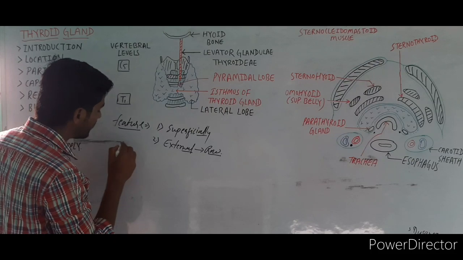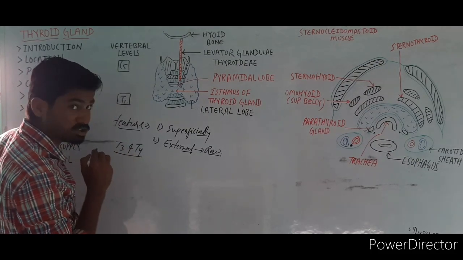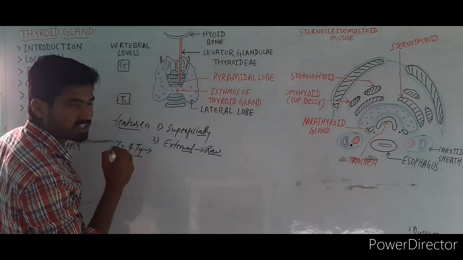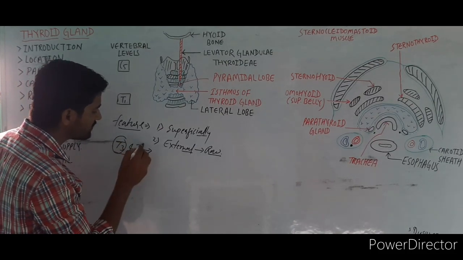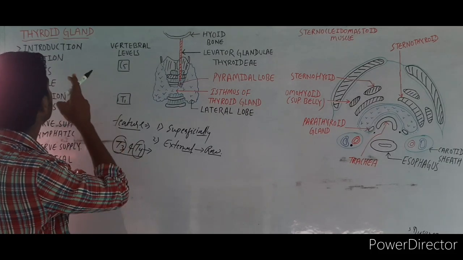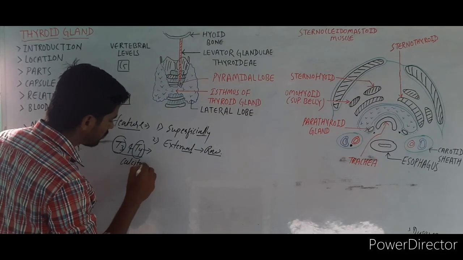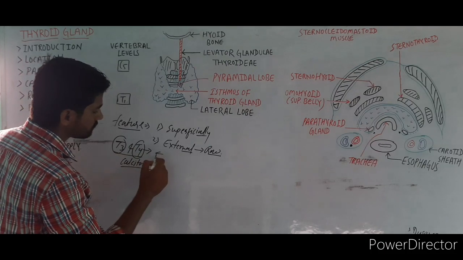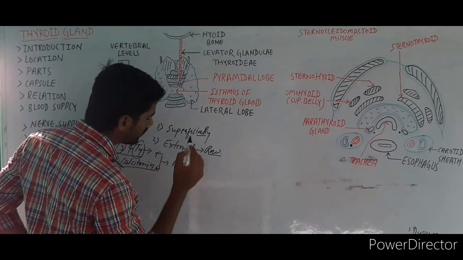The thyroid gland secretes T3 and T4 hormones. Calcitonin is also secreted. The common name for T4 is thyroxine. T3 is triiodothyronine, and T4 is tetraiodothyronine. So these are the hormones secreted by the thyroid gland, and one more, calcitonin. These hormones maintain the BMR, basal metabolic rate.